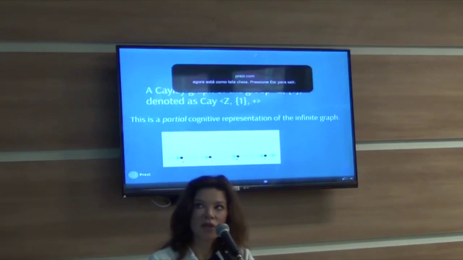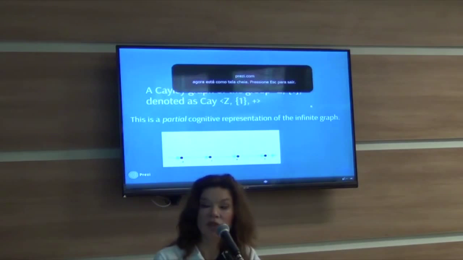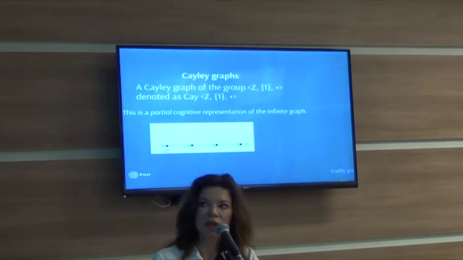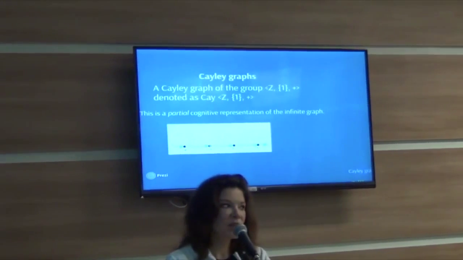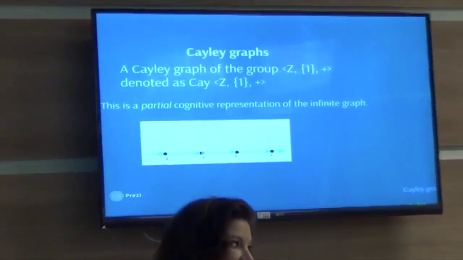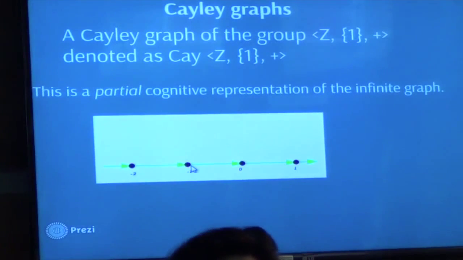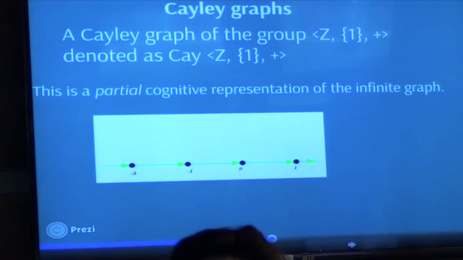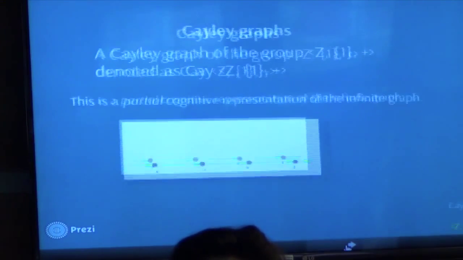Given a generated group, we can draw a Cayley graph. So here is a Cayley graph of Z under addition. The vertices are the elements of the group, so they are integers, and the edges are application of the group operation, which is +1 in our case. So, all right, we can draw Cayley graphs.